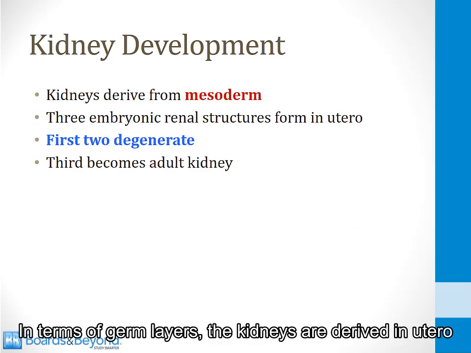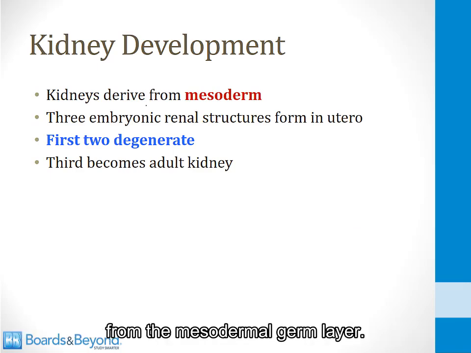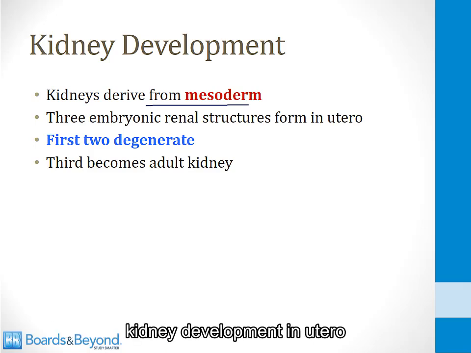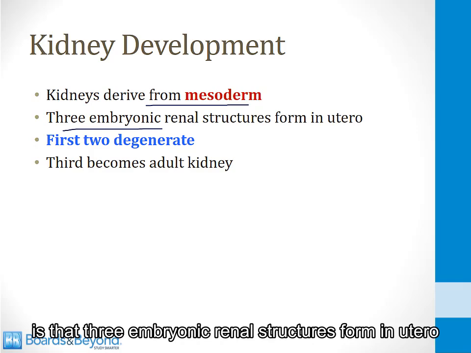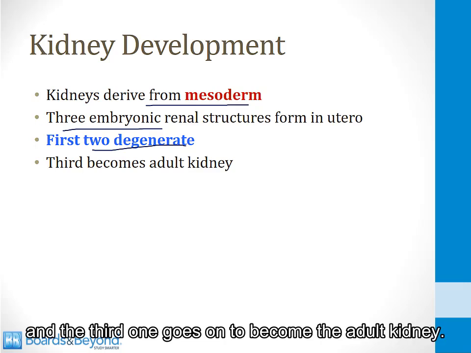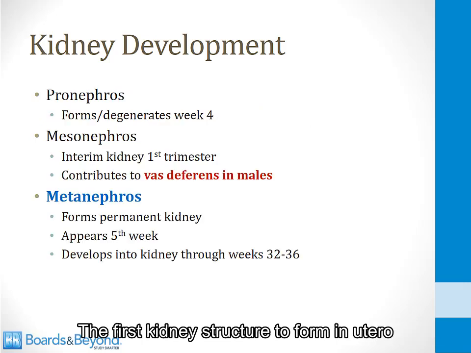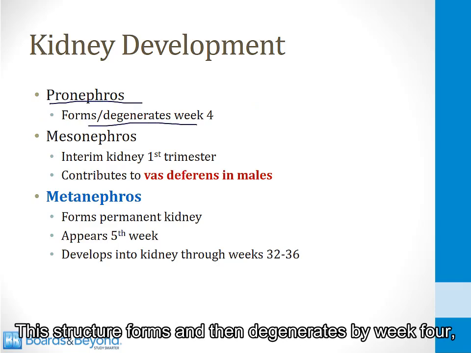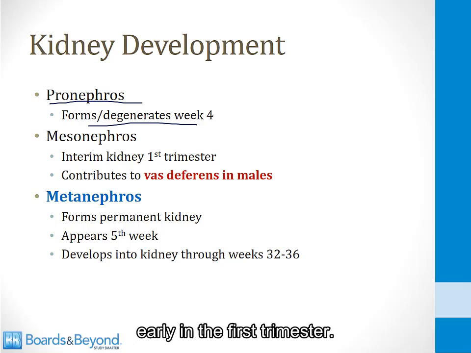In terms of germ layers, the kidneys are derived in utero from the mesodermal germ layer, and what you have to understand about kidney development in utero is that 3 embryonic renal structures form, but the first 2 degenerate and the third one goes on to become the adult kidney. The first kidney structure to form in utero is called the pronephros. This structure forms and then degenerates by week 4, early in the first trimester.